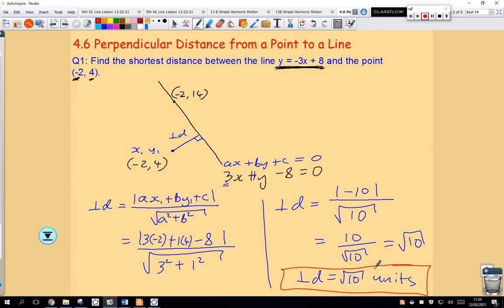That formula is in your formula and tables booklets. Make sure you can find it. It's on your coordinate geometry page. Okay, so that's the perpendicular distance formula. Practice some of those problems. Exercise 4.6.